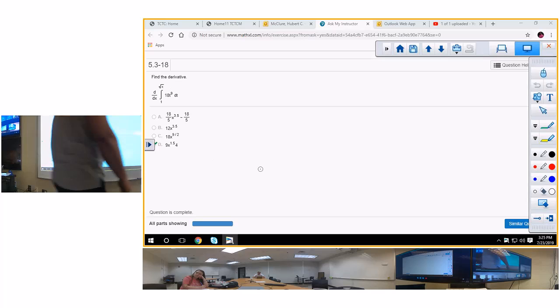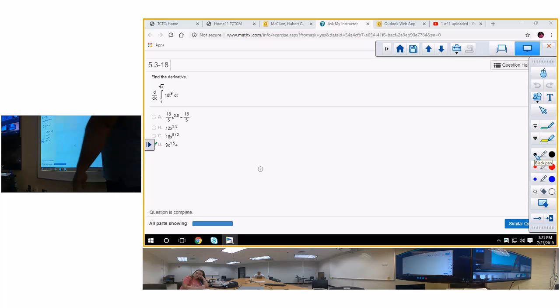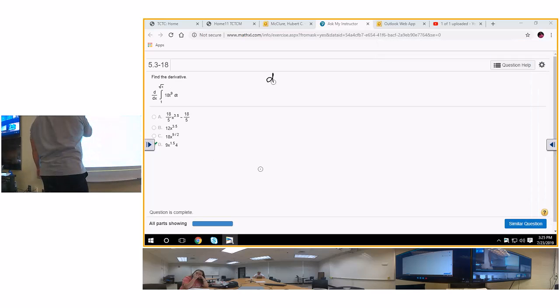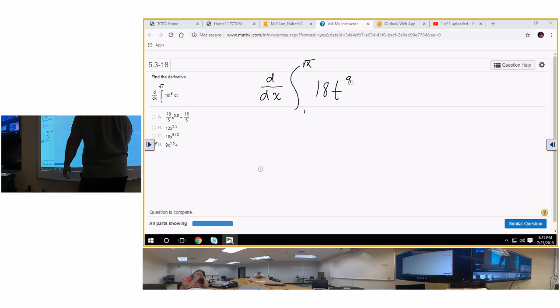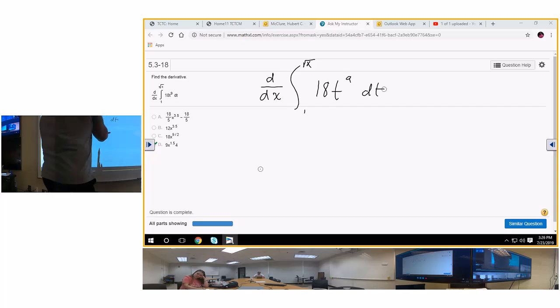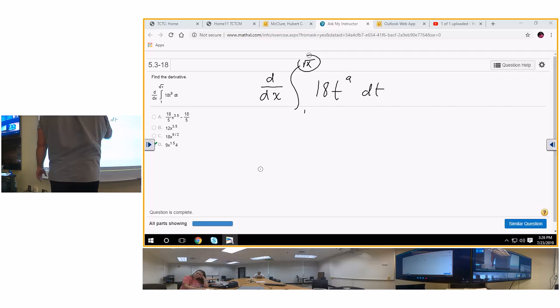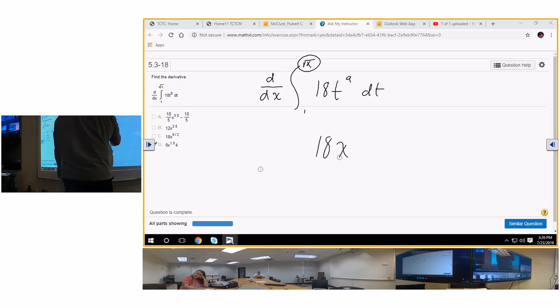This is basically you're taking the derivative of an antiderivative, which basically means that you're undoing what's already been done. Integral from 1 to square root of x of 18t to the 9th. Okay, remember when you have this type of setup and you have the variable up here, then you just have to put an x in, 18x to the 9th. That's it. That's it right there.